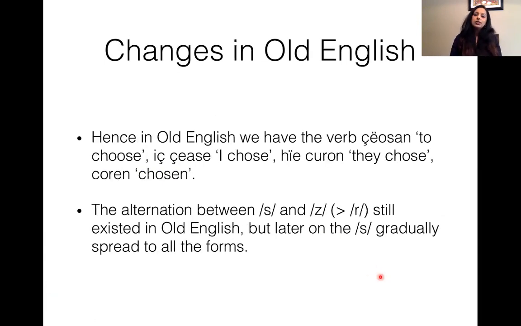And there were also changes in Old English. So for example, for the verb to choose, there is again that alteration between s and z in Old English. So you can see the s right here, for example, right? So these kind of changes happen because of shifts that happen due to Grimm's law and Verner's law.